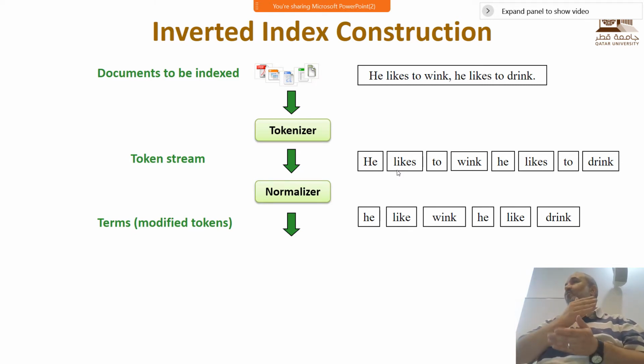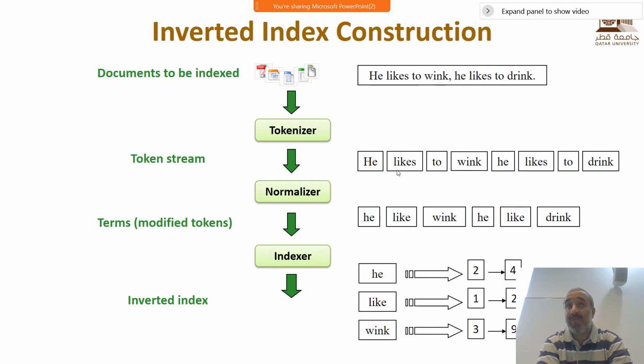When we talk about the details, you'll find that sometimes some of the resulting terms are no longer actual words in the dictionary. They might be parts of words. So you can think of them as modified tokens. The last step is the actual indexing part, which takes that stream of terms and converts it into the data structure that we saw in the previous slide, which is called the inverted index.